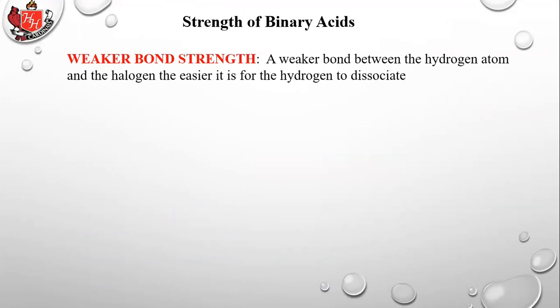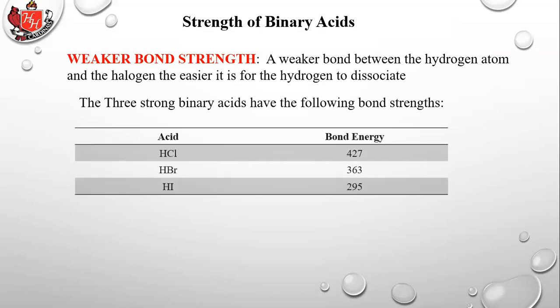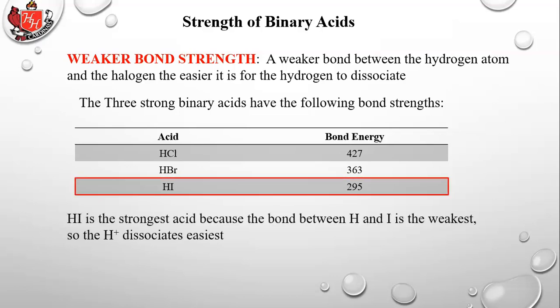Weaker bond strength. The weaker the bond between the hydrogen atom and the halogen, the easier it is to dissociate. The three strong binary acids have the following bond strengths. Hydrochloric is 427 kilojoules per mole, hydrobromic is 363 kilojoules per mole, and hydroiodic is 295. So hydroiodic is the strongest acid because the bond between the hydrogen and the iodine is the weakest, so the H+ dissociates easiest.